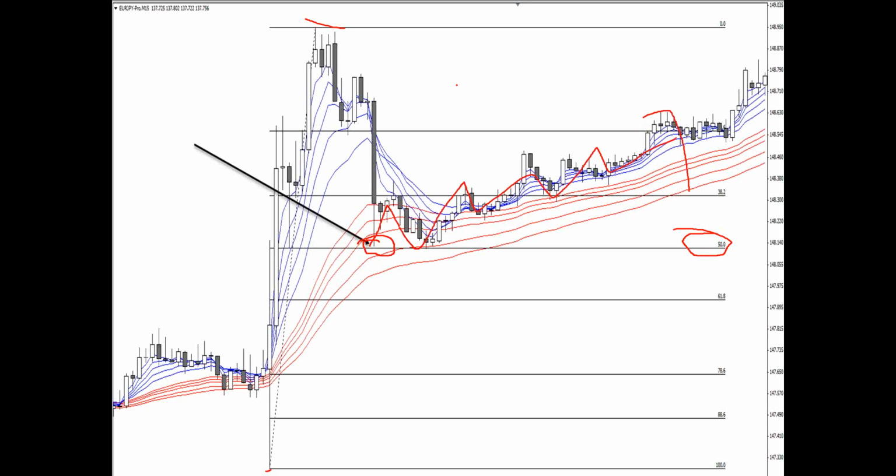So guys, this is everything about this introduction of Guppy moving average. It's pretty clear. You see, it's pretty straightforward. It's not hard. It's pretty clear. I encourage you to try to trade this system.